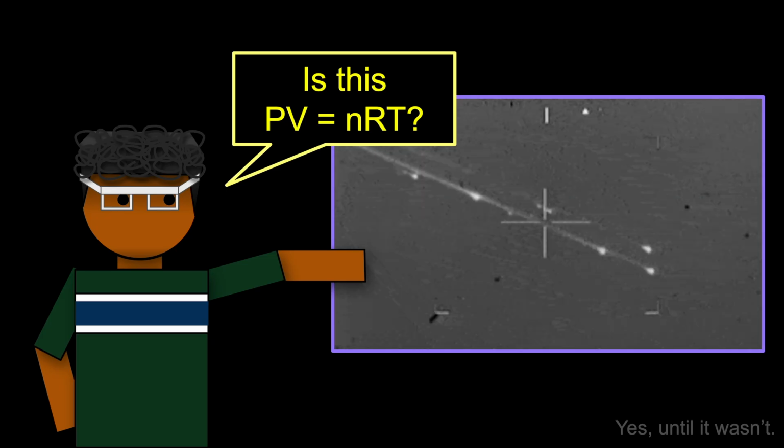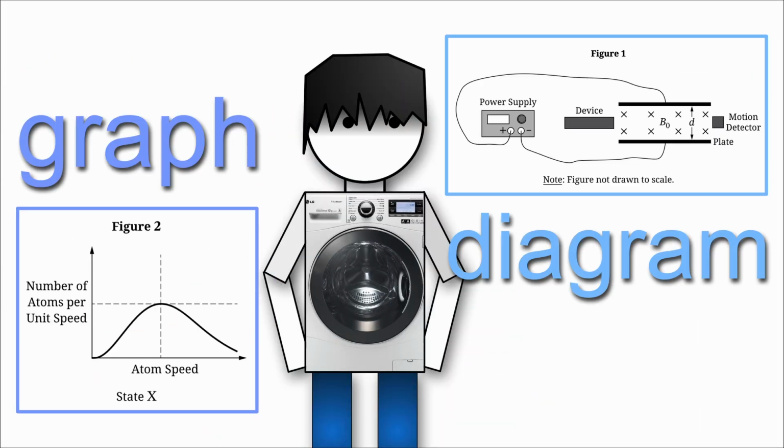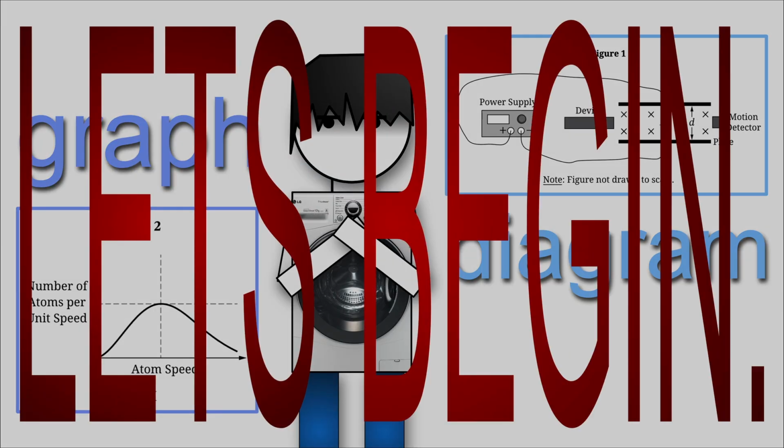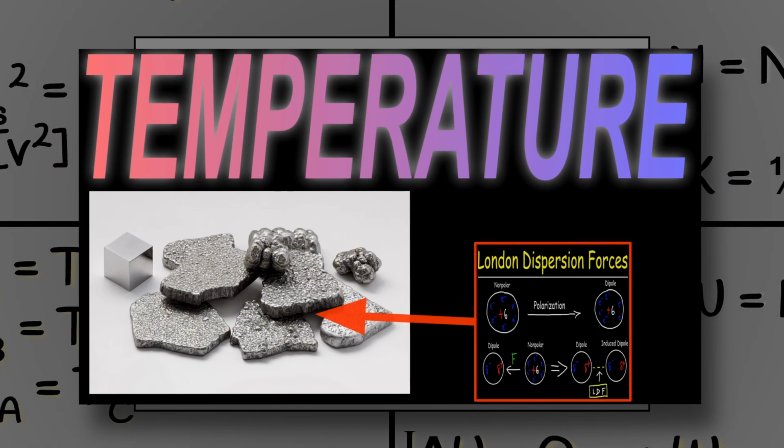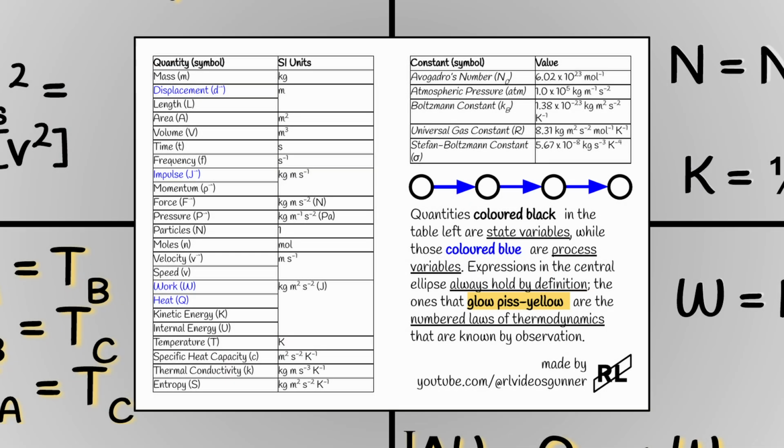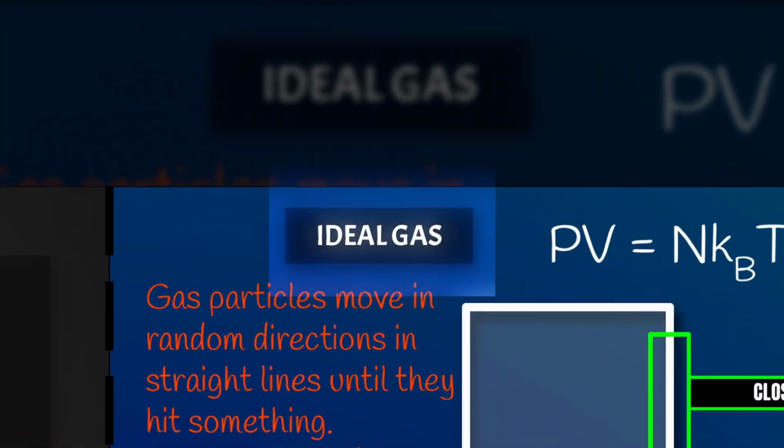But where do these equations come from, and how do you actually use them, and what if you instead have to look at a graph or diagram or something? Let's begin. Firstly, temperature. All things have temperature, but unfortunately, real materials have pesky intermolecular forces and stuff, so 90% of our calculations will be done with ideal gases.